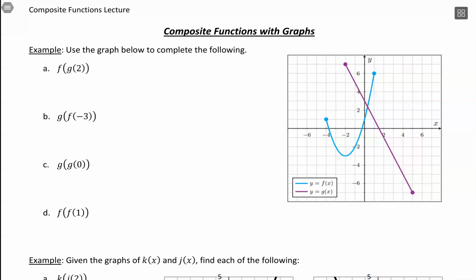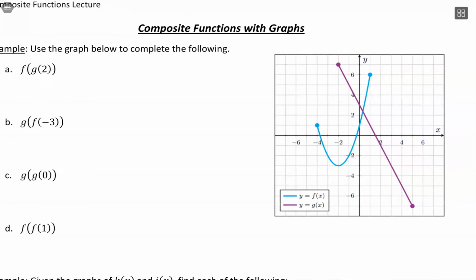Tables and graphs work in a very similar way. Kind of think of graphs as a visual representation of a table of values. So that's what we're dealing with here. A lot of this will feel familiar compared to tables, just we're grabbing the numbers from a different visual.